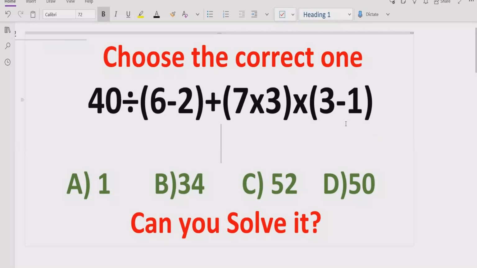Today we will solve another quiz which is related to arithmetic expressions. That quiz contains basic operations like plus, minus, multiplication and division, and also has brackets. So we have to solve this quiz using some rules and find out which answer is correct.